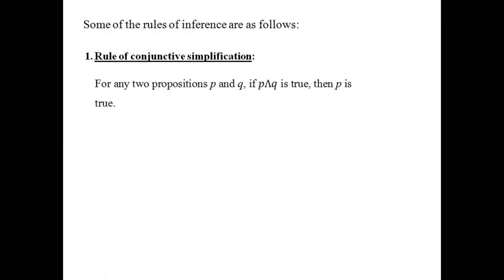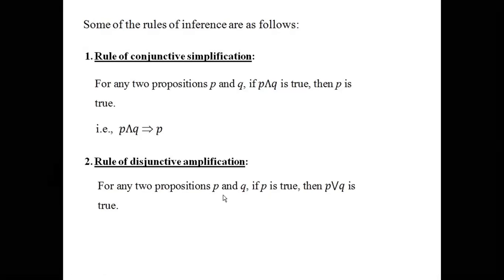Some of the rules of inference are as follows. First one, rule of conjunctive simplification. For any two propositions P and Q, if P and Q is true, then P is true. If we have P and Q to be true, then this can conclude P to be true. This is symbolically written as P and Q implies P. Second one, rule of disjunctive amplification. For any two propositions P and Q, if P is true, then P or Q is true. That is, symbolically, P implies P or Q.